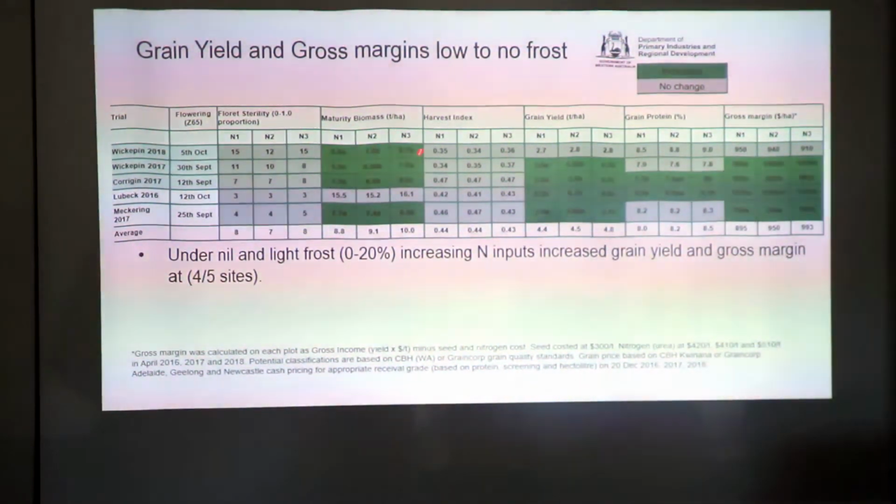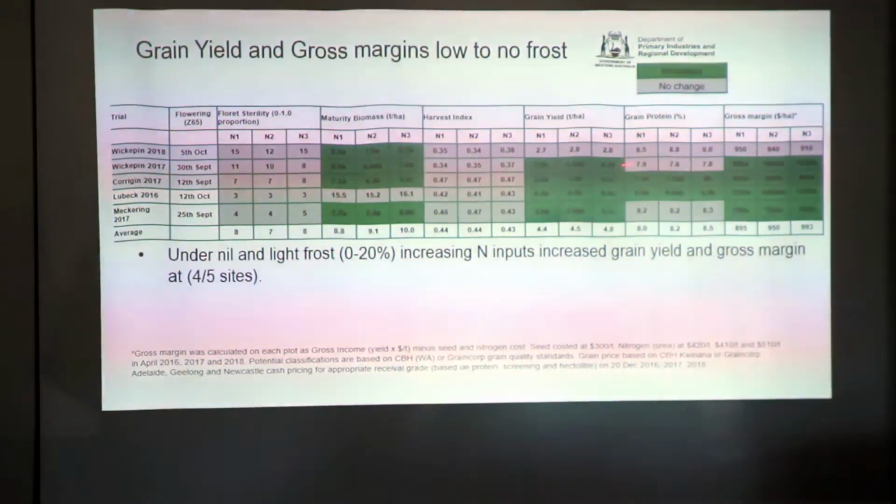The maturity biomass, they were all nitrogen responsive except for Lubeck. So Lubeck in 2016 was on a lupin rotation, so a high nitrogen site, as we would expect, no real increase in biomass with the nitrogen applied. Harvest indexes were really good, so around 35 to 40%.